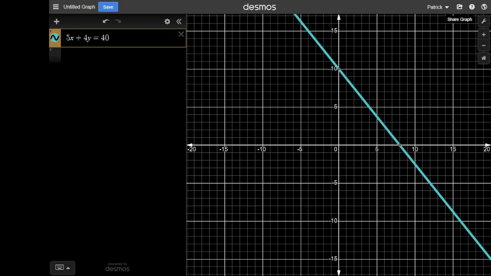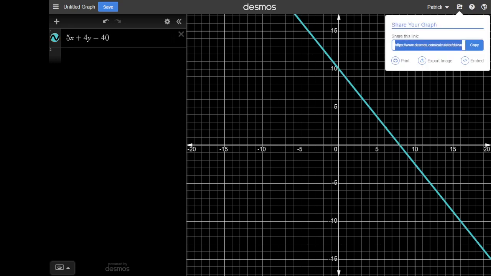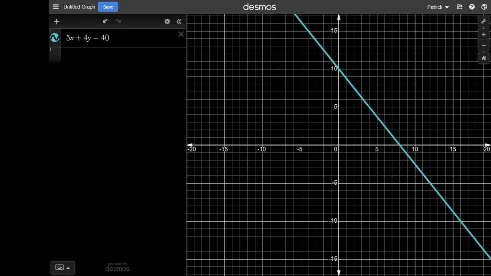The other thing I wanted to mention was over here, the Share Graph button. This allows you to print a copy of your graph or export your graph as an image. Exporting your graph as an image allows you to save it to somewhere that you can work with it later, such as uploading as part of a take-home project for this course.